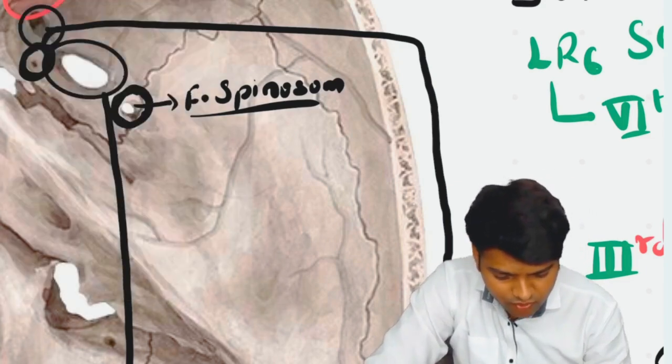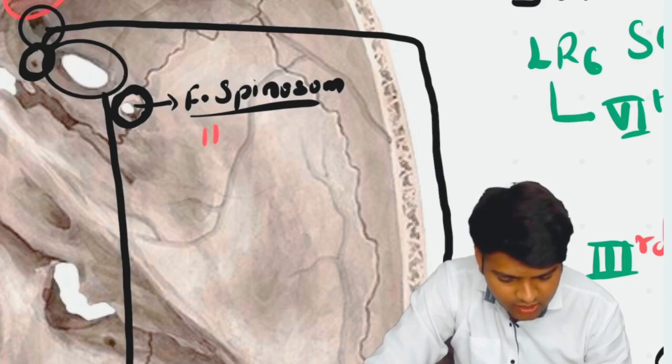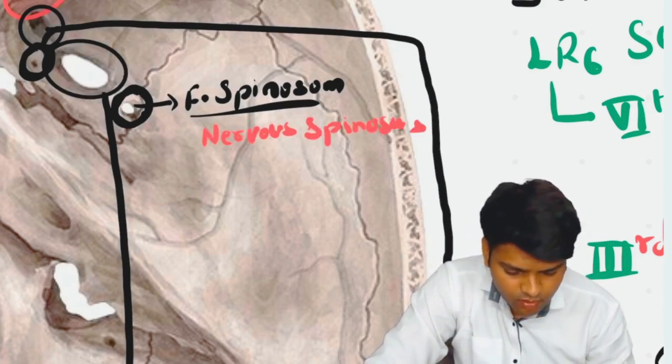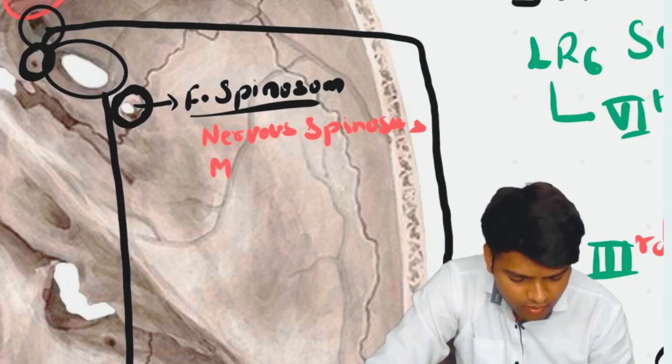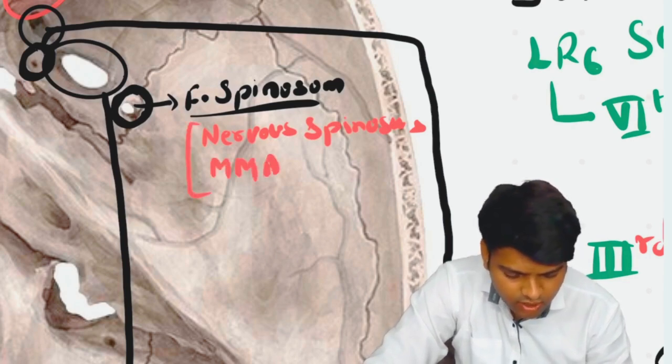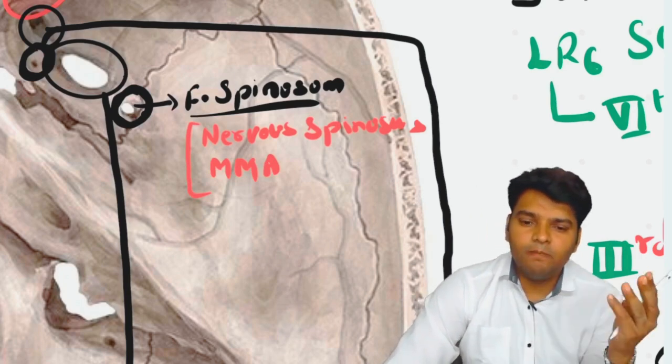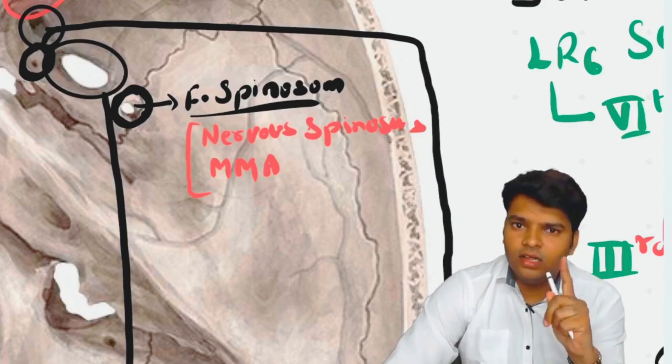Okay, so I want to write here the nervus spinosus and middle meningeal artery. These two structures are the chief nerve and chief artery to supply the dura mater.